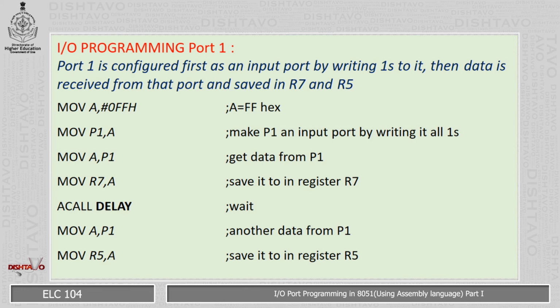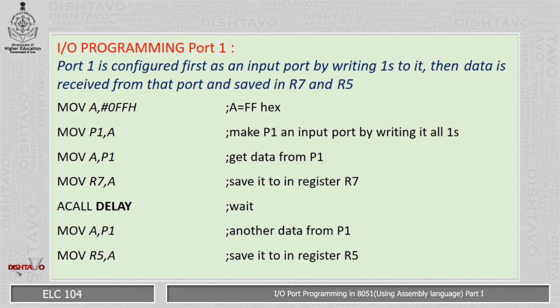Then port 1 as an input. Okay, so a little bit lengthier program. So nothing to worry. When you're using port 1 as an input, first of all, we have to make it input. So how do I make the port an input? By writing FF into all the pins. Then whatever data is coming, I will store it into a particular register.